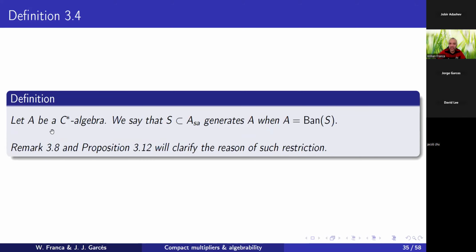The definition will be the following. If A is a C-star algebra, we say that S generates A when the Banach algebra generated by S equals A. By SA, I mean I'm considering just the symmetric elements. An element is symmetric when the involution of the element is the element itself, so X star is equal to X. So the main point is why make such a restriction. We are going to see in remark 3.8 and proposition 3.12 why we need this kind of restriction for the generators.